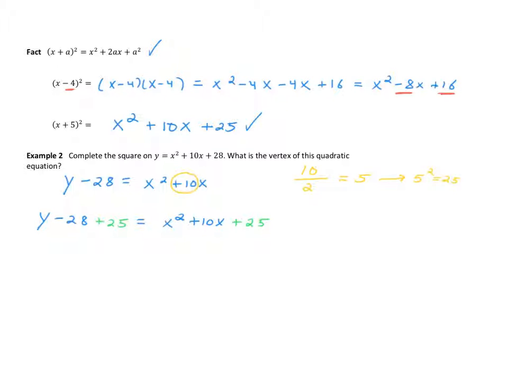On the left side, I'm going to combine like terms. Negative 28 and a positive 25 is negative 3. But x squared plus 10x plus 25 is the same thing as x plus 5 squared. To solve the equation back for y, I can add 3 to both sides of my equation. And at this point, I'm done. y is equal to x plus 5 squared plus 3.